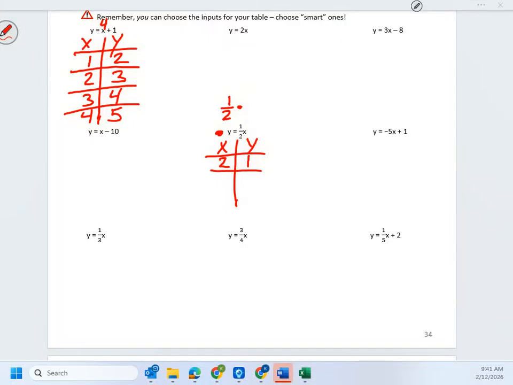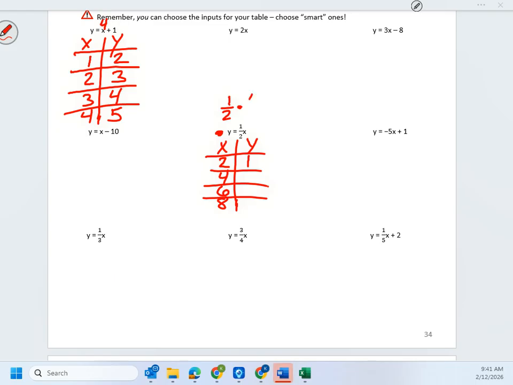What would be the next multiple of 2? Think about your multiples of 2. What would come next, Fernanda? 4. What would be the next multiple? Vinny? 6. And what would be the next multiple of 2? Jack? 8. So I'm going to use those multiples of 2 for my x, for my input.